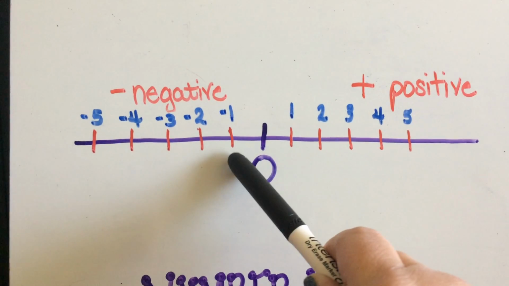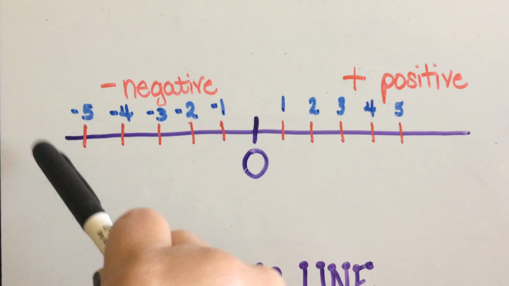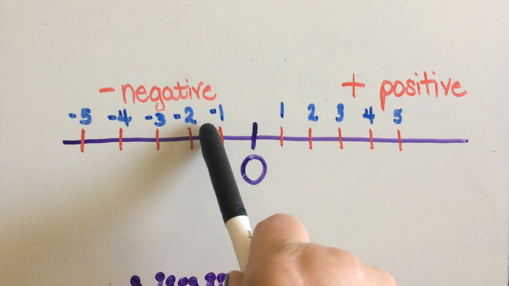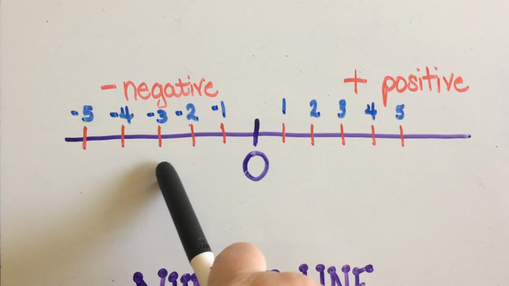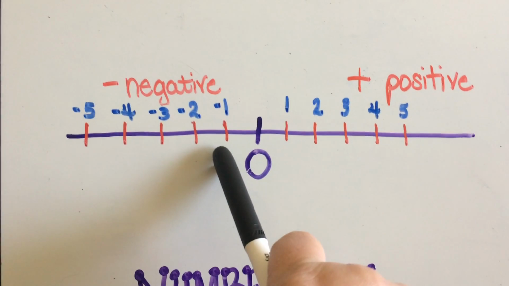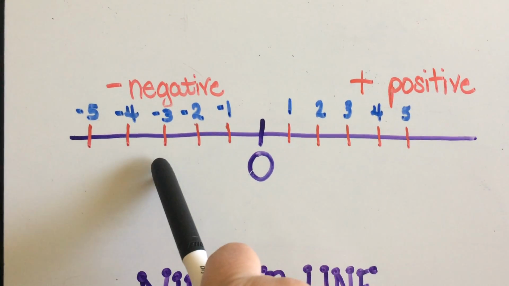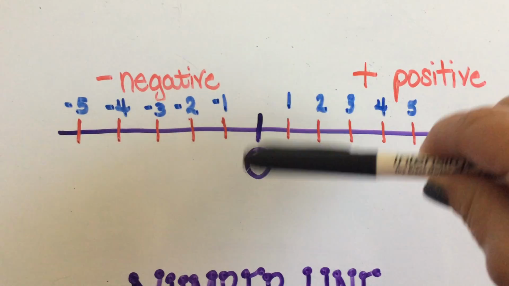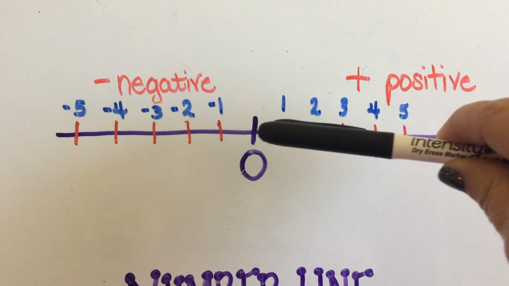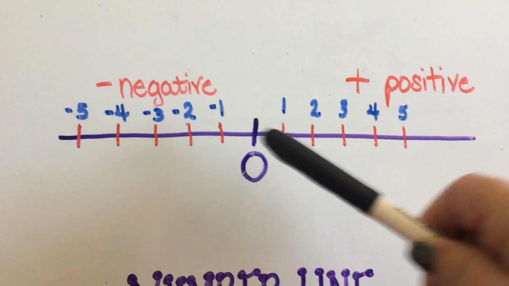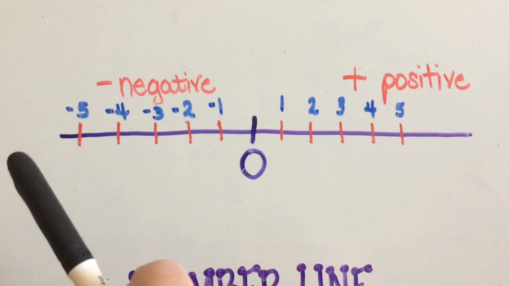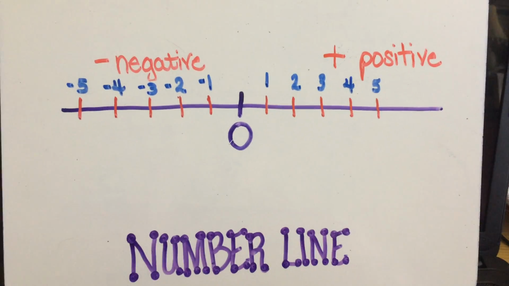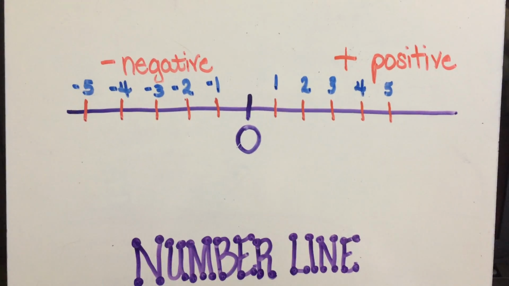However, if it's on the left side of the 0, it's negative. And you write the negative in front of the number because it's not understood to be negative. So you've got negative 1, negative 2, negative 3, negative 4, negative 5. So you've got your 0 in the middle. Everything to the right is positive. Everything to the left is negative.